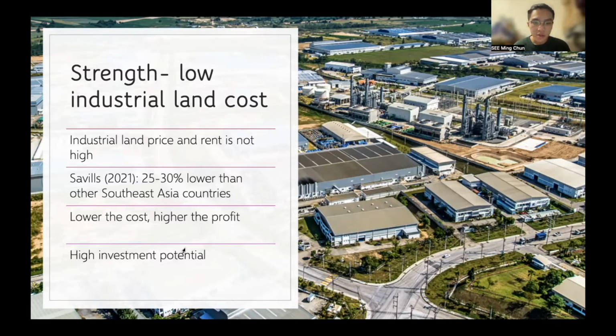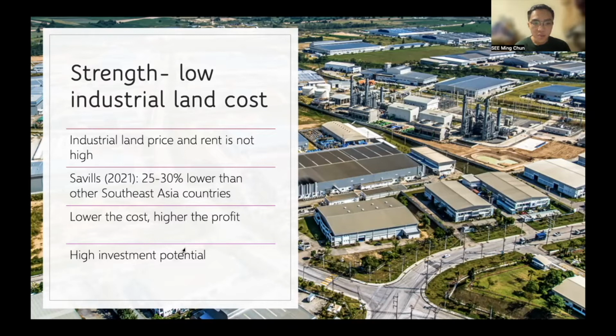As the land cost is low, investors can invest in industrial properties at a relatively low cost. Then, the price and rents of industrial properties are expected to grow as the demand for them is increasing. As a result, investors can gain more profits.